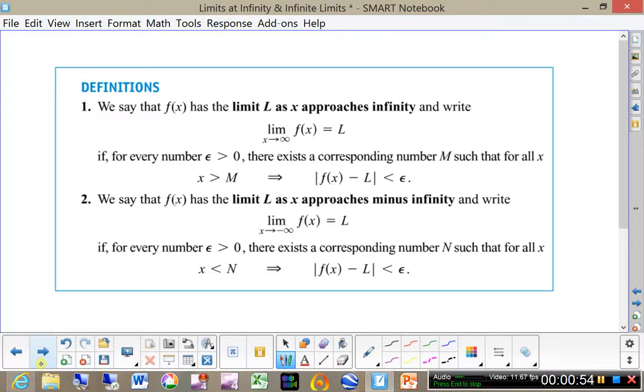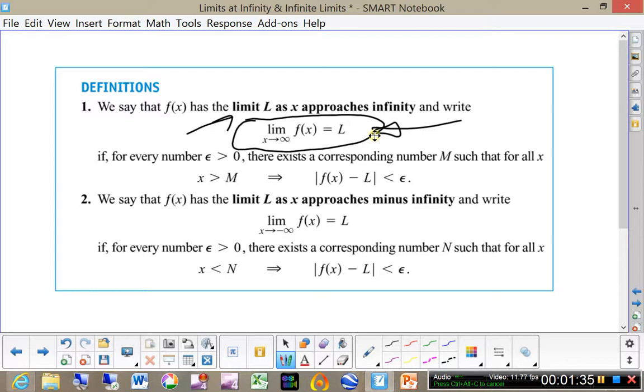Okay, first we're going to have some definitions. To define what we mean by having x go to infinity, we define the expression, the limit of f of x as x approaches infinity equals L, means that f of x has a limit L as x approaches infinity. And so we write in shorthand, limit of f of x as x approaches infinity equal L.